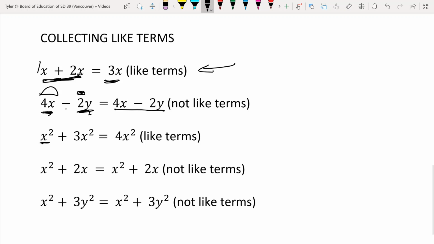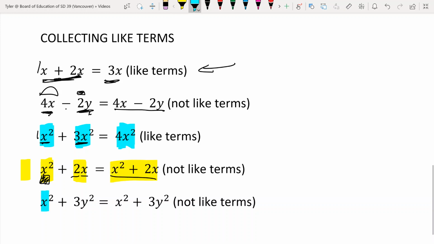This one says x squared plus 3x squared. Let's make it blue so it's easier to see. Okay? X squared and x squared are both like terms. They're the same, so we can add them together. So that means I had 1x squared plus 3x squared gives me 4x squared. This one, I have x squared plus 2x. Again, x squared represents a square area. 2x represents length. These two are not the same, so we can't add them together. So they stay different.